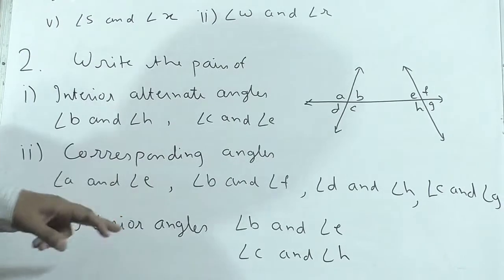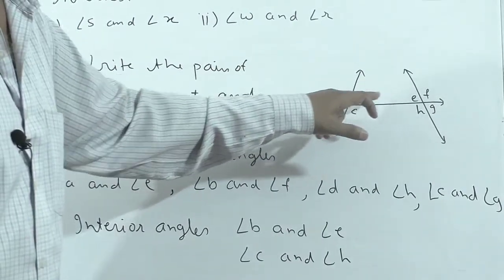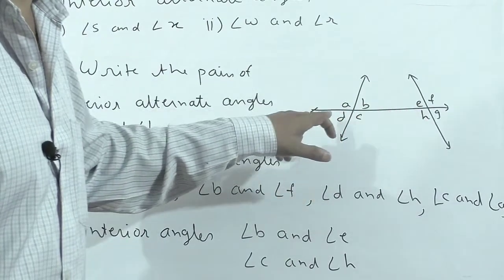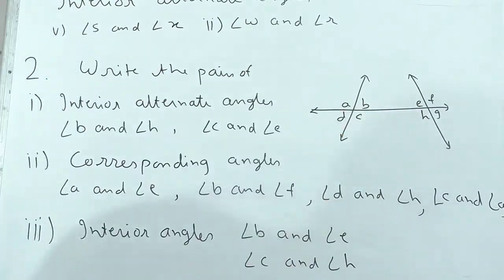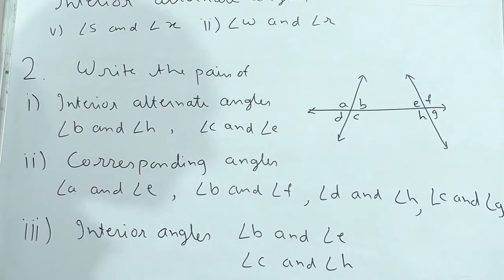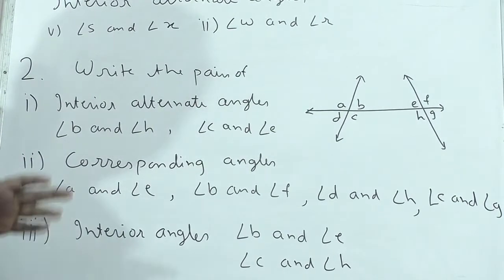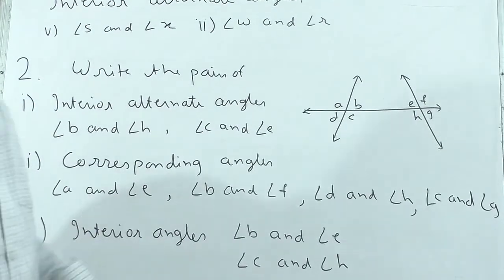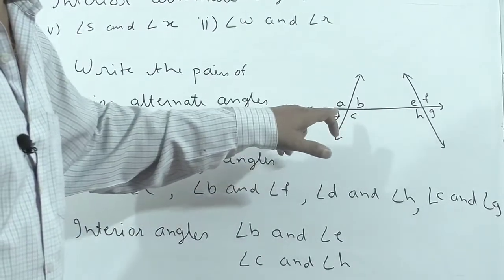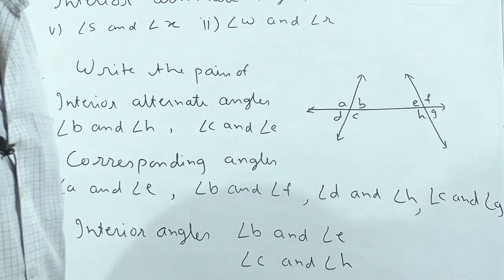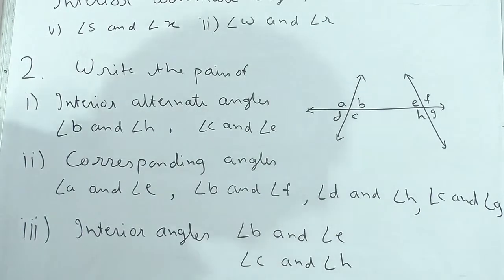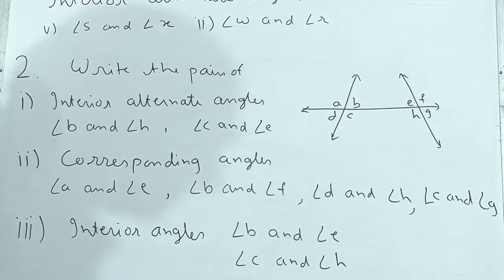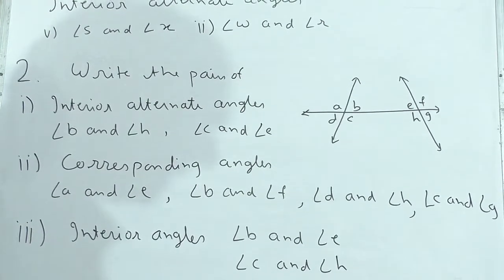Corresponding angles, see the position: angle A and angle E, angle B and angle F, angle C and angle G, and angle D and angle H. Understood? Four pairs of corresponding angles. Interior angles: angle B and angle E, angle C and angle H. Very easy. Now you can score marks on this. We'll go ahead.